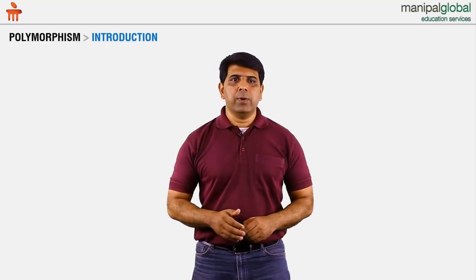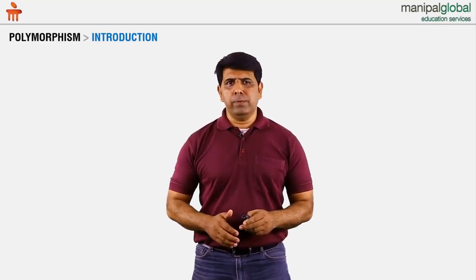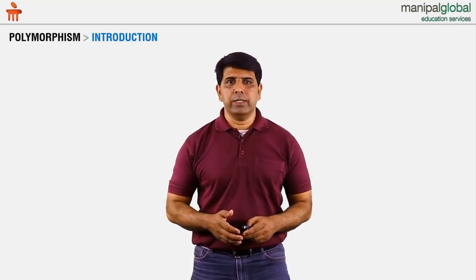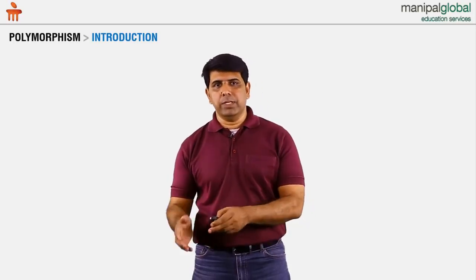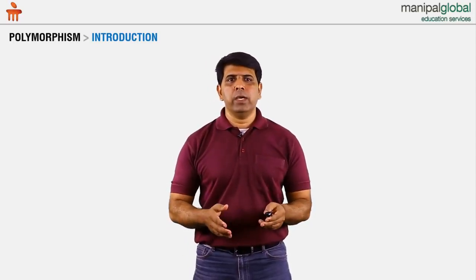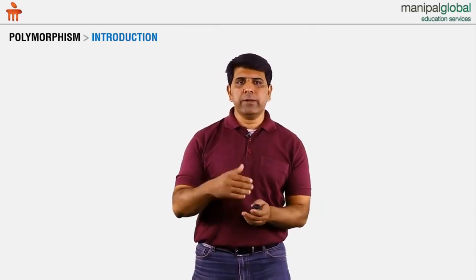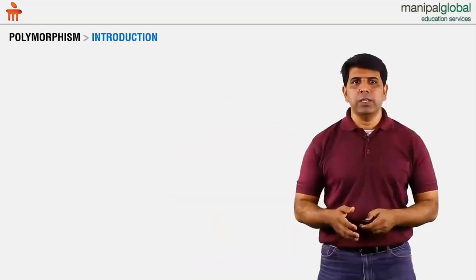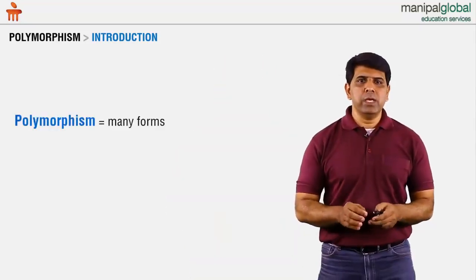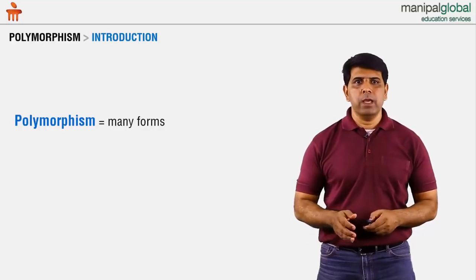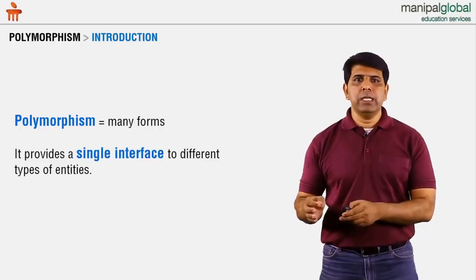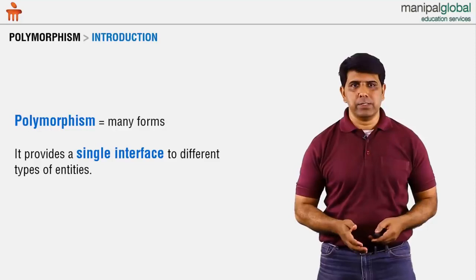Welcome to this lecture on polymorphism. Imagine a person is talking to his father and a person is talking to his son. The way the person talks to both of them is different, because the person who is talking is either a father or a son. Now, polymorphism means more than one form. It provides a single interface to different types of entities.